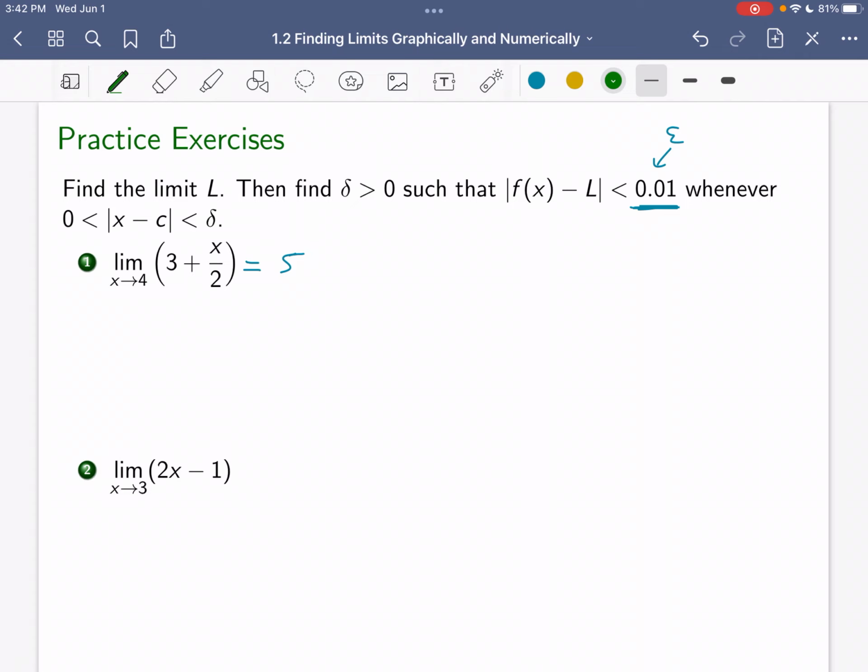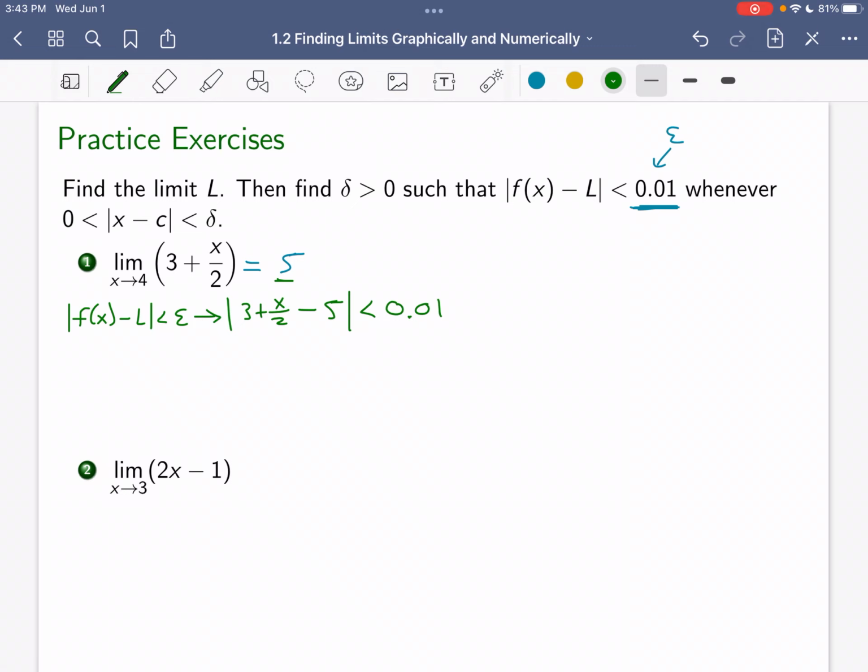So we need to have the absolute value of f of x minus L is less than epsilon. So for us, our function f of x is 3 plus x over 2 minus our value of L. We are claiming it is 5 is less than epsilon, 0.01.